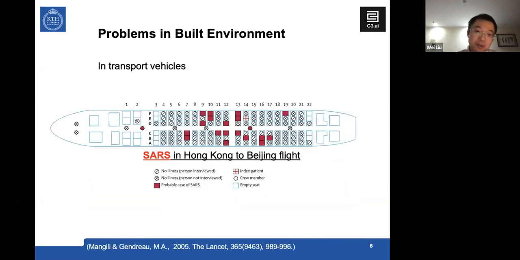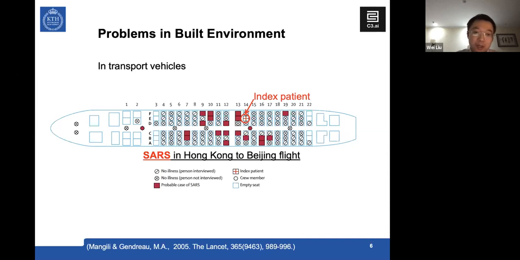And besides, transportation vehicles such as commercial aircraft could be carriers of infectious disease. For example, in this 2003 flight from Hong Kong to Beijing, 20 among the 120 passengers were infected with SARS. The index passenger was in the middle of the economy cabin, and passengers 7 rows away were infected, and even the crew in the first class cabin. Within a very short time, it spread to 5 continents and 26 countries.